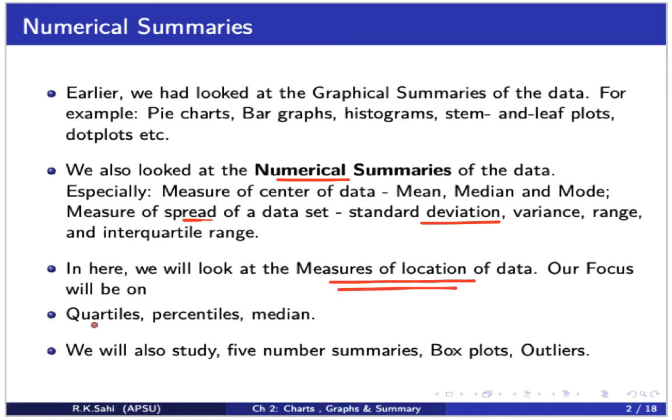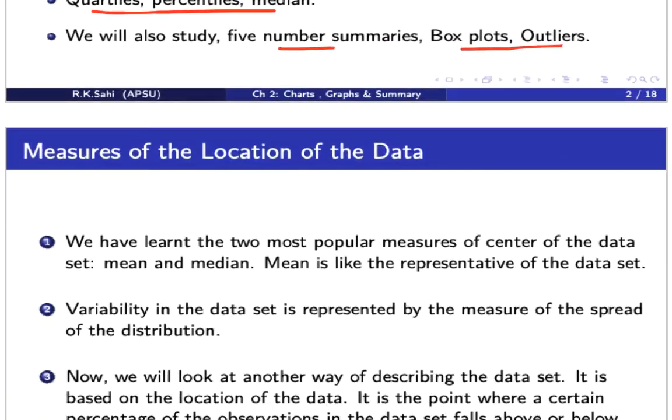The focus will be on quartiles, percentiles, and median. And then finally, we will look at the 5-number summaries, box plots, and how outliers can also be graphically represented as well as calculated. So let's begin with measures of the location of the data.